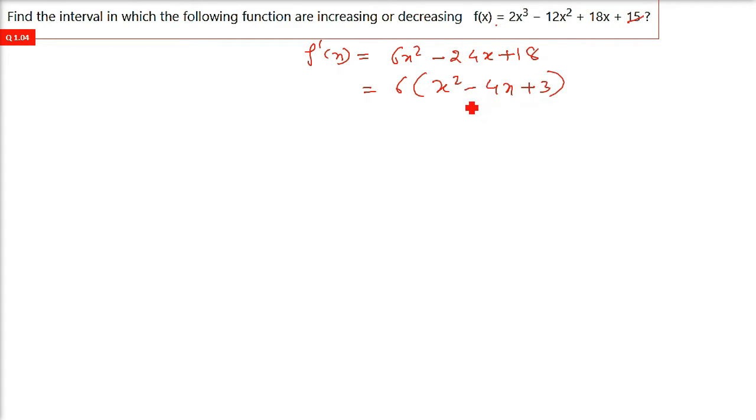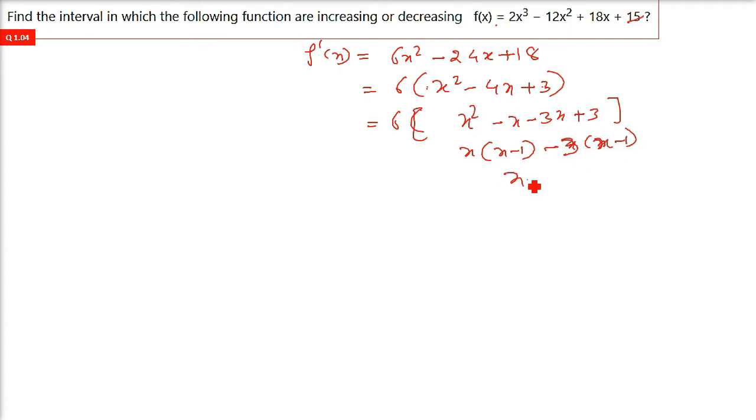Now take the root. You know how to make the root? I always see the first and last number. 3 and 1 are there. In order to form 4, we have to just add these two, but in negative, because we need negative 4. So it will be x square minus x minus 3x plus 3. That you can follow. x you can take out, x minus 1 here, you can take minus 3, x minus 1 again inside. So x minus 3 into x minus 1. So this is the factor. You don't have to worry about 6. It is always a constant.